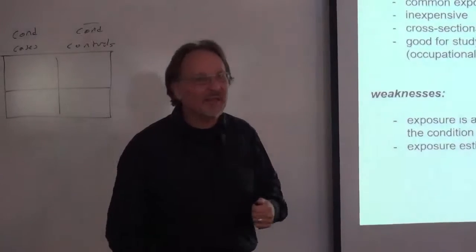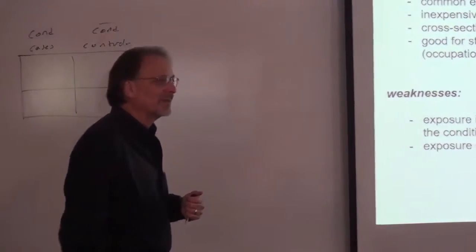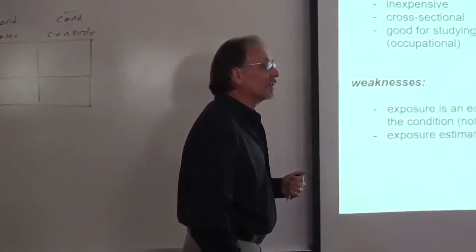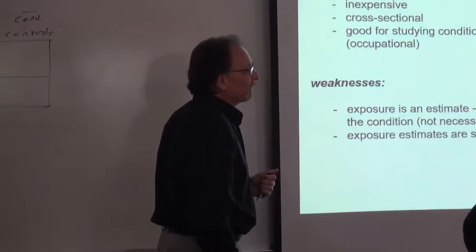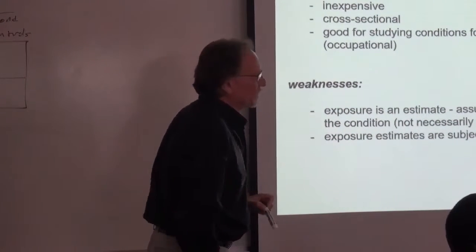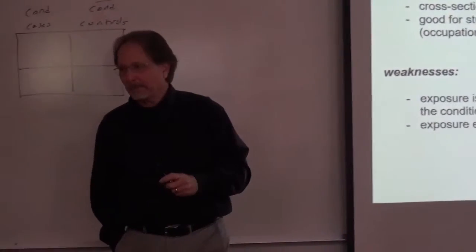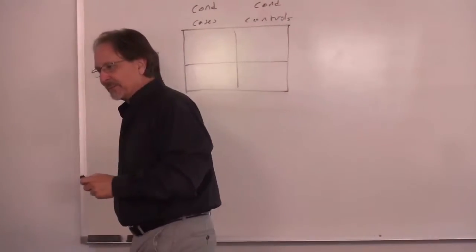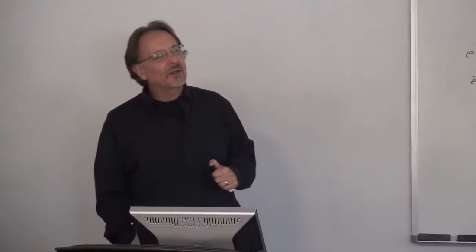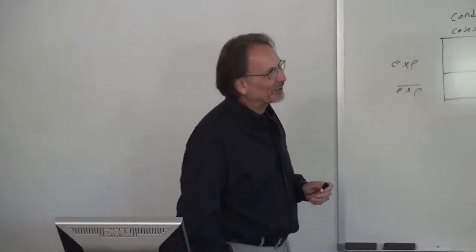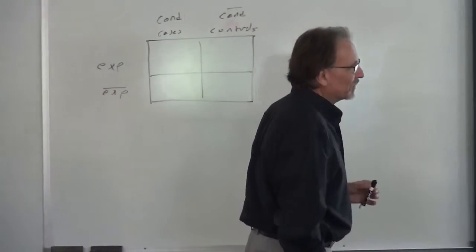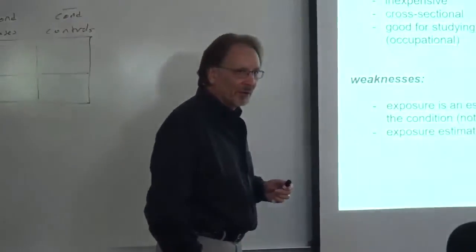If they haven't come and asked for a wrist splint or something like that, you can probably, for the most part, guess that they don't have the condition. And as I'll show you later, exposure is an estimate. What that means is that we are, to a large extent, making the assumption that the exposure occurred before the condition developed. Since we're looking retrospectively, we can't always say that.